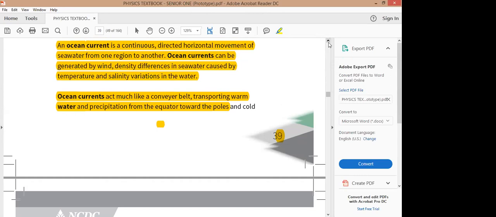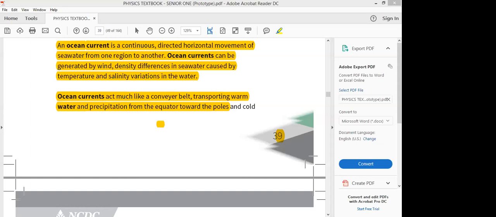Yes, we can. An ocean current is a continuous directed horizontal movement of seawater from one region to another. Ocean currents can be generated by wind and density differences in seawater caused by temperature and salinity variations in the water. Okay, those are the things that we listed down: density, temperature, salinity. All those cause variations in the density of the water.